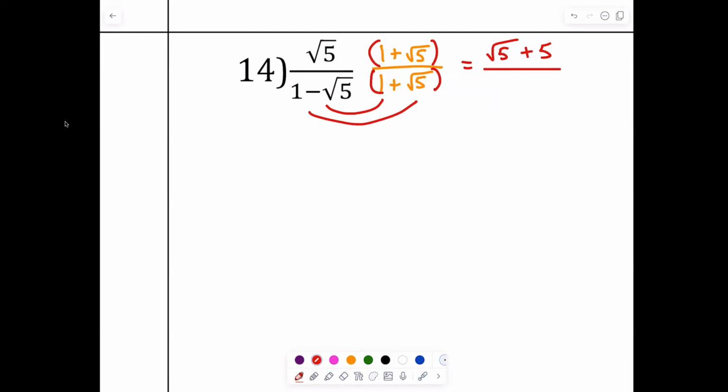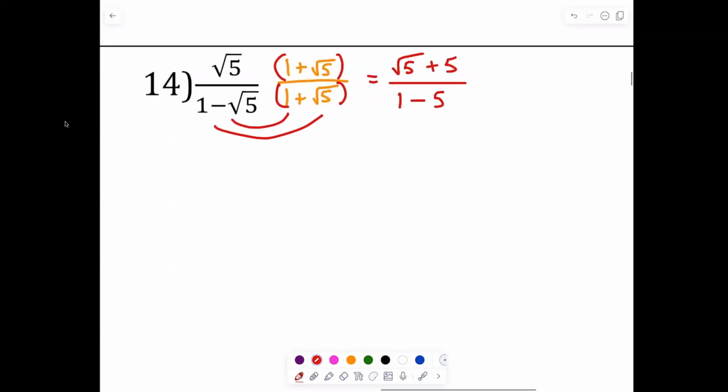What's 1 times 1? Negative times a positive. Radical 5 times radical 5. Good job. So now we have radical 5 plus 5 over what? Negative 4. And you can leave it just like that. That's fine. Yes, sir.